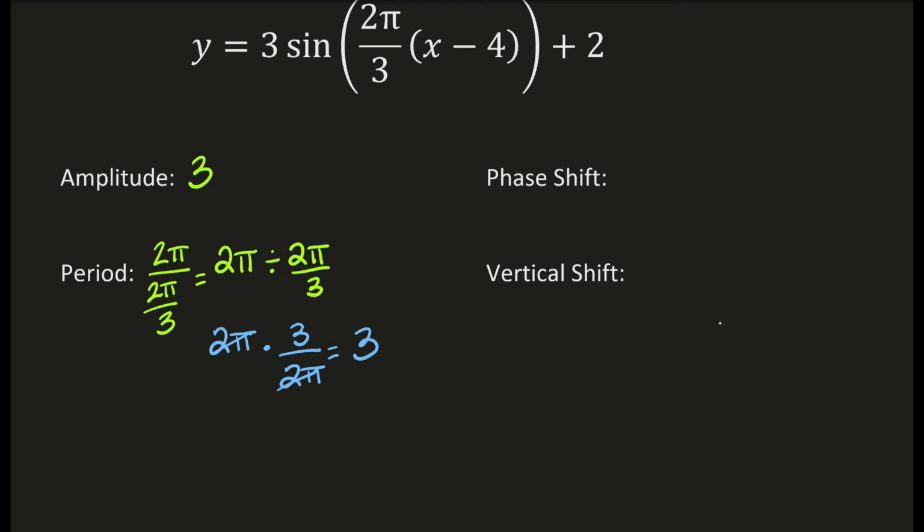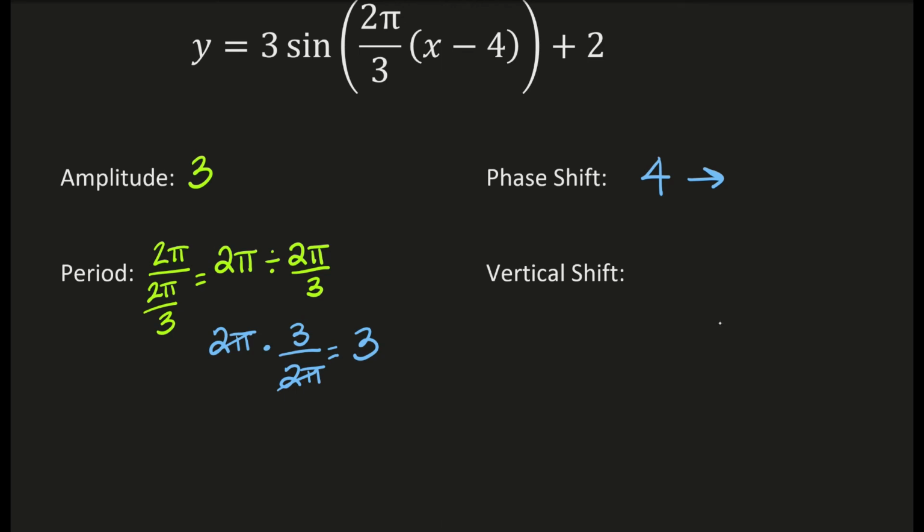The phase shift is 4. And because this is minus, it's going to be 4 units to the right. Now, that is opposite of what you think, because normally we see minus 4 and we think, oh, that should go to the left, but actually it goes to the right.